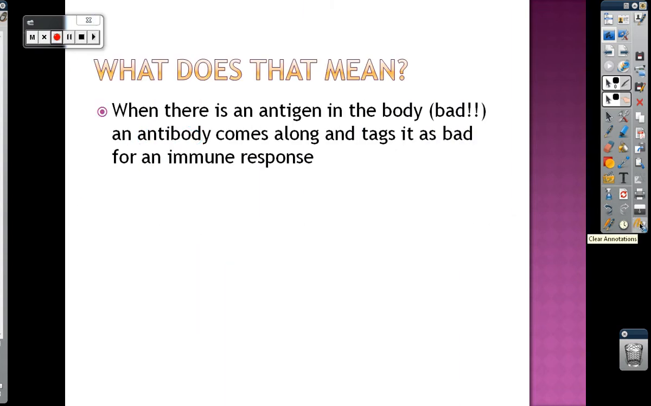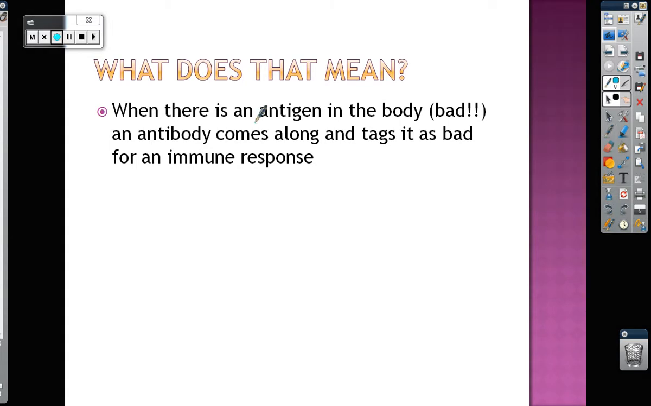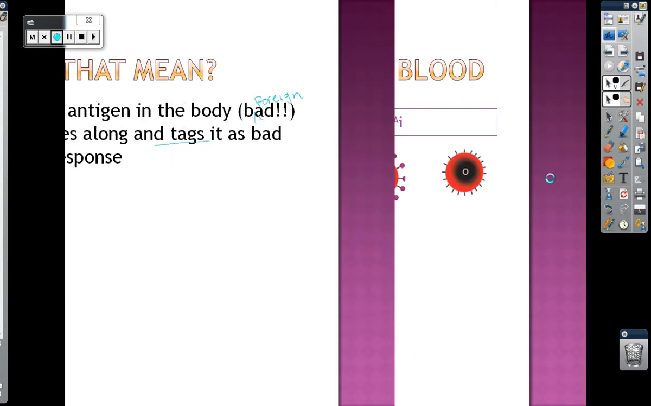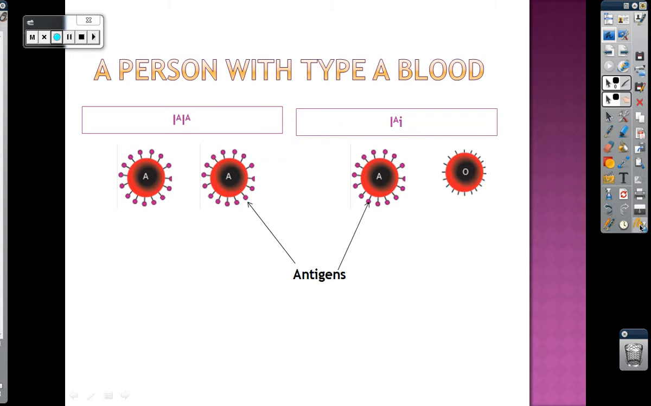What does that mean? It means that when there's an antigen in the body, as long as it's a foreign antigen, meaning your body doesn't recognize it as self, that's bad. And an antibody will come along and tag it as bad. Remember, the antibody doesn't actually do much itself, but it'll tag it as bad and cause the immune response to occur. So what does this mean for blood types?